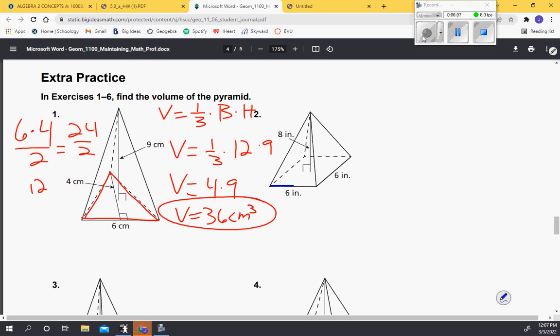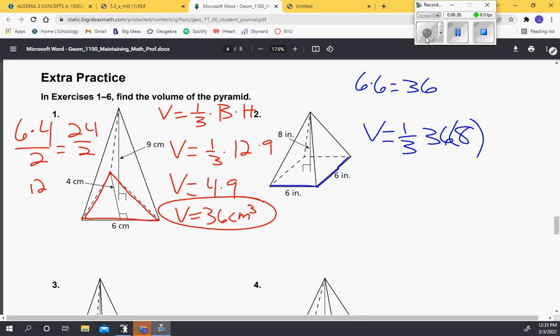Rectangles. It's a rectangular base, or a square base because it's 6 and 6. Remember, you just multiply 6 times 6, which is 36. So volume of a pyramid is 1/3 times my base times my height, which is 8. Okay, and if we calculate this, 1/3 of 36, I know that's 12. So it's just 12 times 8, which is 96.